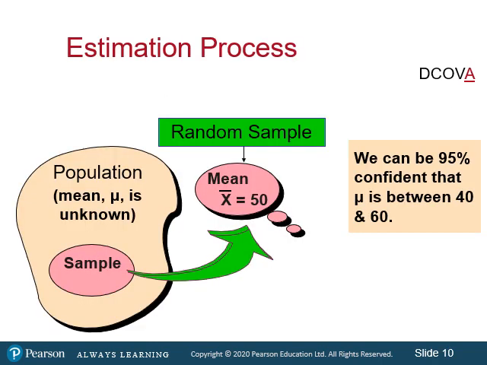So the estimation process works like this. We have a population where the mean is mu and is unknown. We will take a smaller sample from this population, and then we will estimate the x bar. By doing this, we can say that we are 95% confident that the mu value will be between 40 and 60. That is what we call the estimation process.